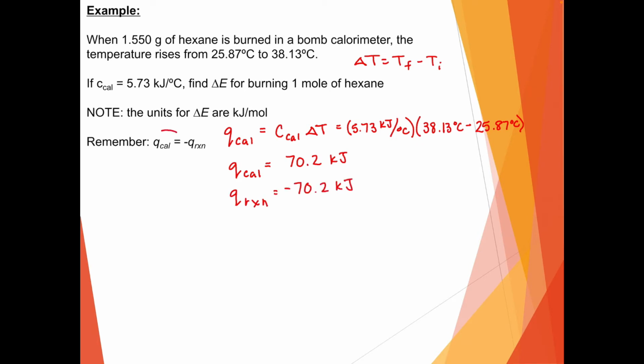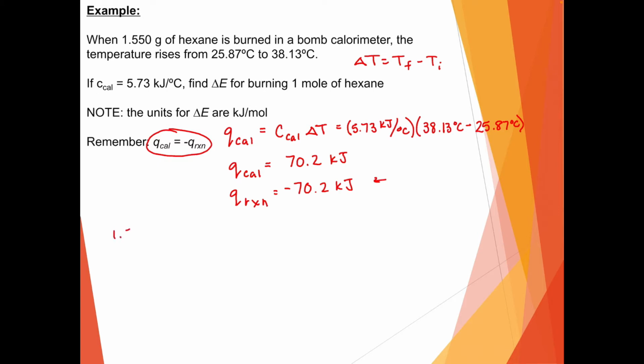That's what this is telling you here, that the energy absorbed by the calorimeter is equal to the energy lost by the reaction. All right, so now we have our kilojoules, and we need to now go find our moles so that we can solve for delta E, which is in kilojoules per mole.